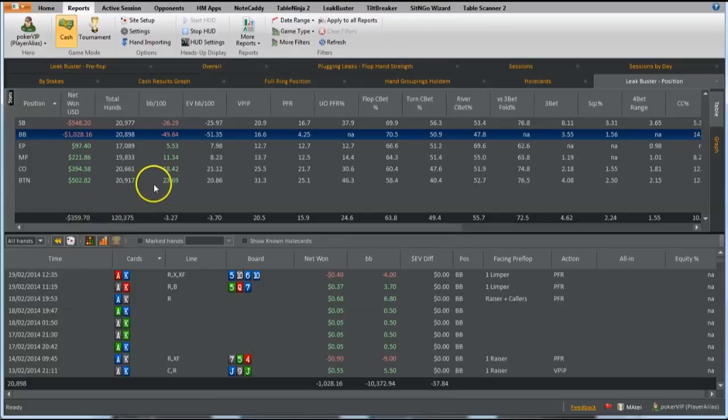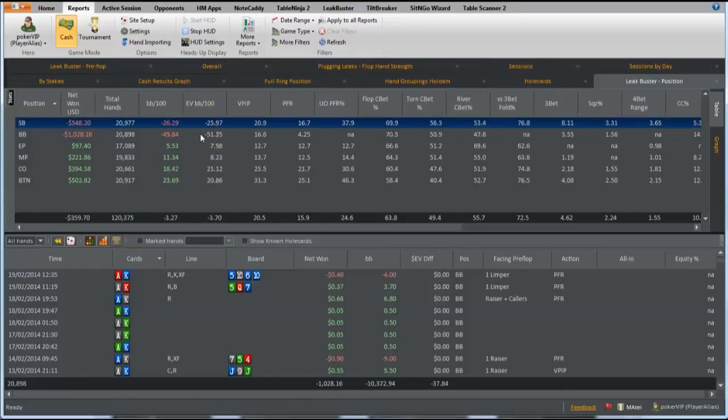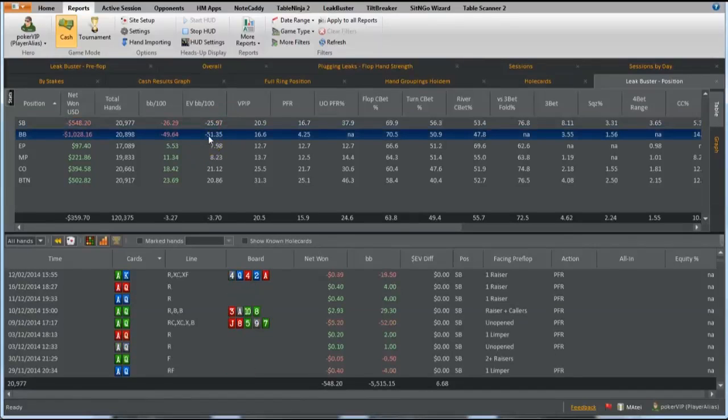In terms of win rates by position, the most important ones are the blinds and the button. You'll probably find you don't have a super high win rate from early position MP, which is fine. But in terms of blind win rates, you should probably have at least minus 15 BB per 100 from the small blind, and the Hero has minus 25. And from the big blind, we can see Hero's win rate's pretty bad here. It should be about minus 30 big blinds per 100.